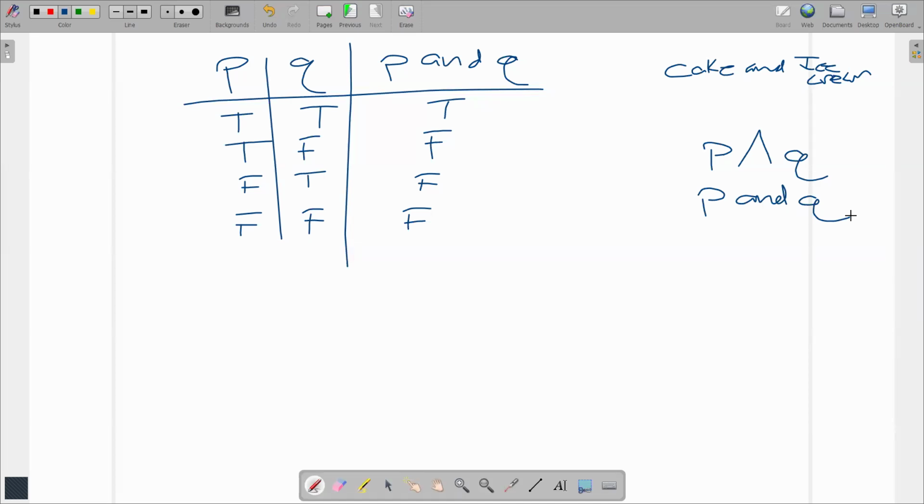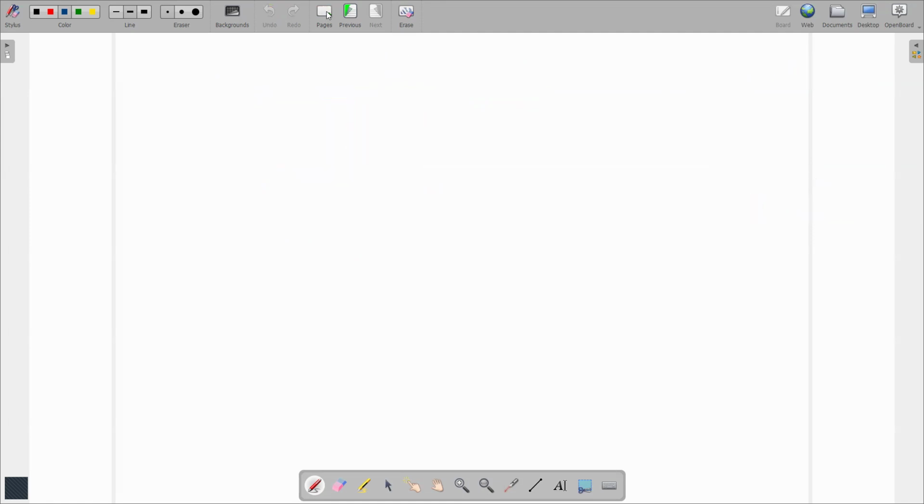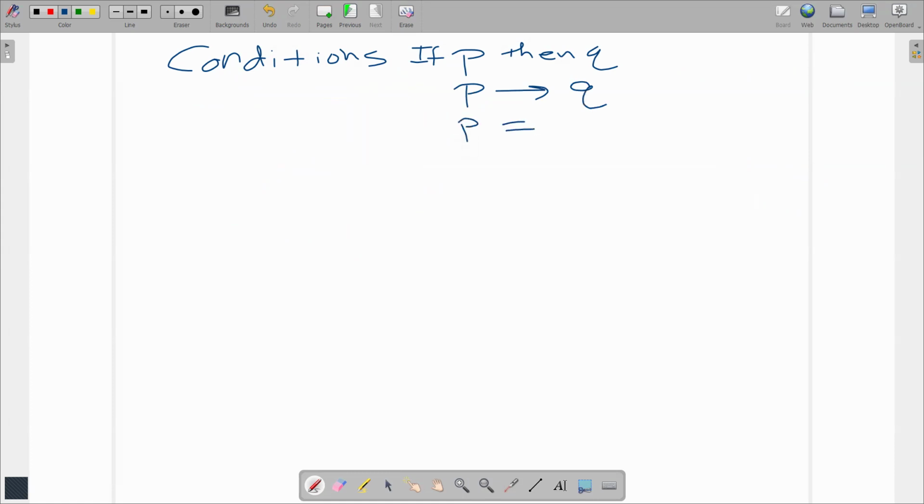Here's the hardest one individually, and then we'll start trying to put them together. Conditionals. Sometimes we write if P, then Q, or you might see P arrow Q. Sometimes it's written P double arrow Q, but the arrow has a direction. That direction is very important. The order they're stated matters. And I'll give you an example of it.